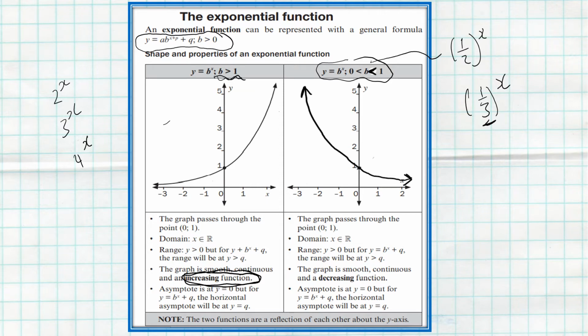So if b is greater than 1, for example, it can be 2 exponent x, 3 exponent x, 4 exponent x. That is an increasing exponential function. Why? It is because as the values of x are increasing, also the values of y are increasing, or because as the values of x are decreasing, also the values of y are decreasing. So that function is called an increasing exponential function.